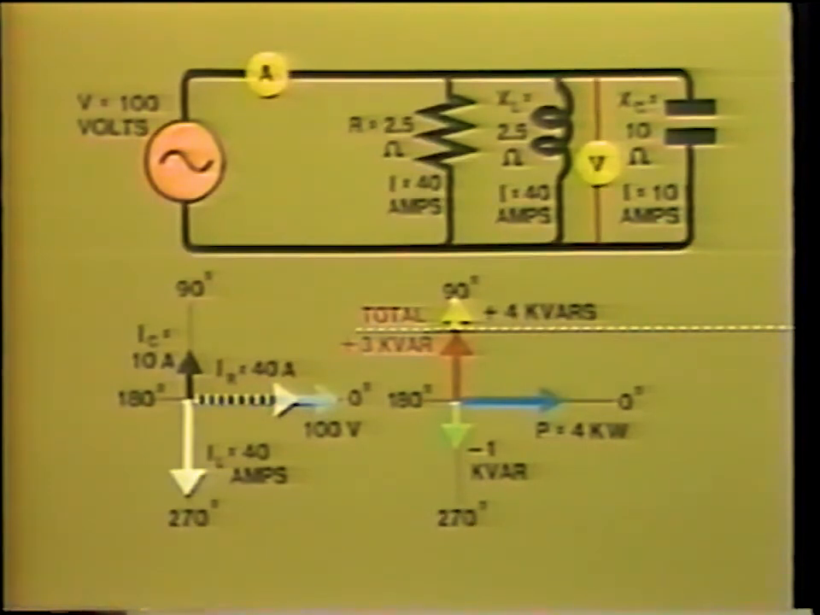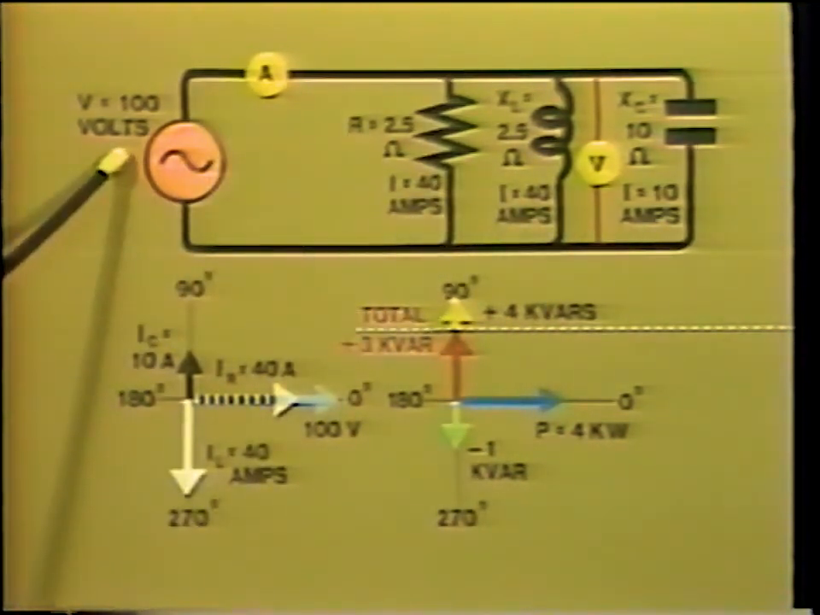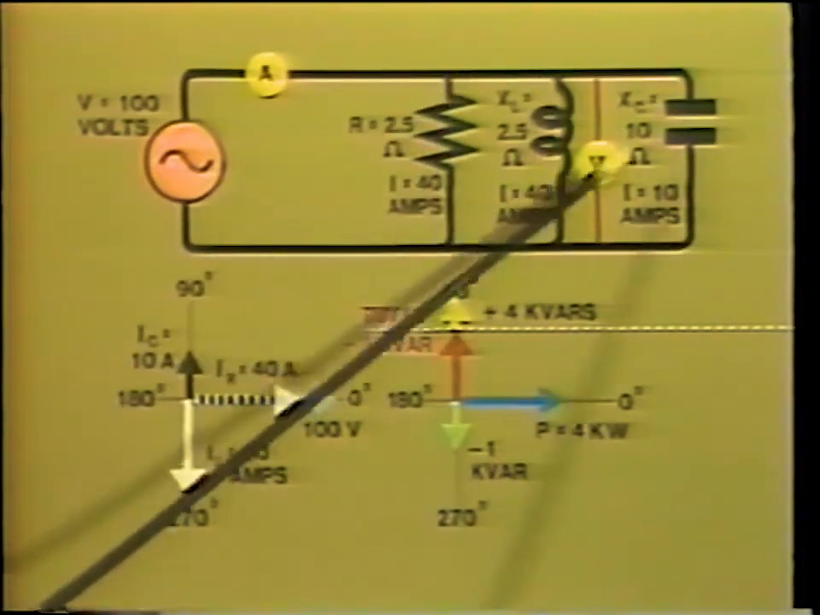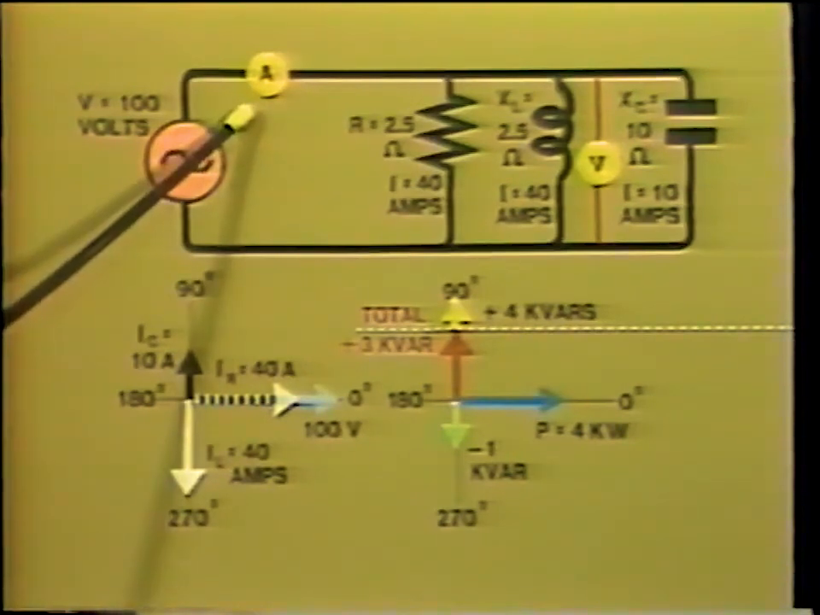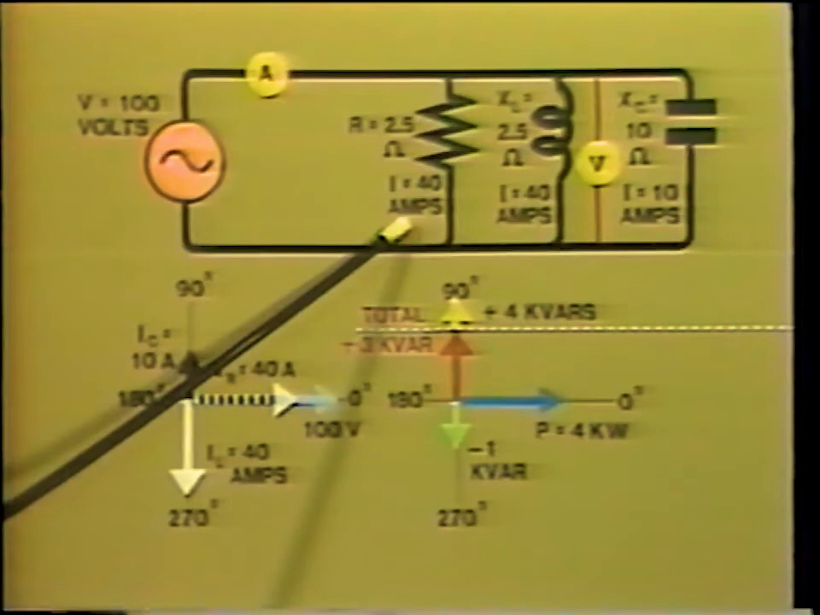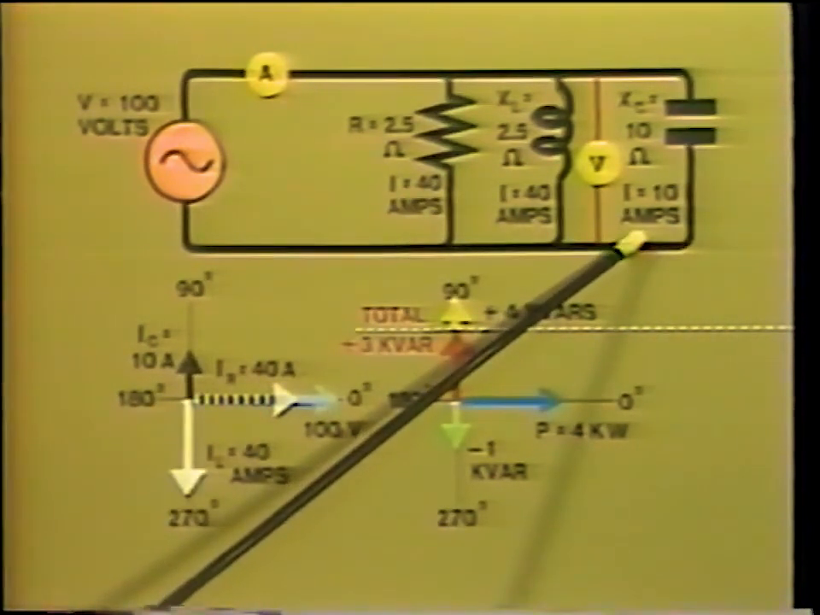Now, if we put a voltmeter and an ammeter in the main circuit like this, what would these instruments indicate? Well, of course, the voltmeter would read the same value, that is the 100 volts, that is across each of the elements of the circuit. But the ammeter would read a combination, that is the sum of the resistive, inductive, and capacitive currents.